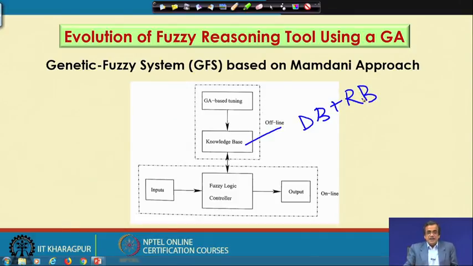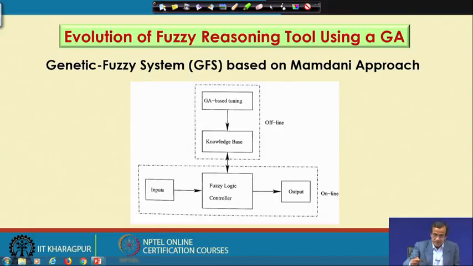Now, to define this database and rule base, I am just going to take one practical example. Before that, let me tell that our aim is to develop this genetic fuzzy system. Here the purpose of using genetic algorithm is to design or evolve a suitable knowledge base for this particular fuzzy reasoning tool.